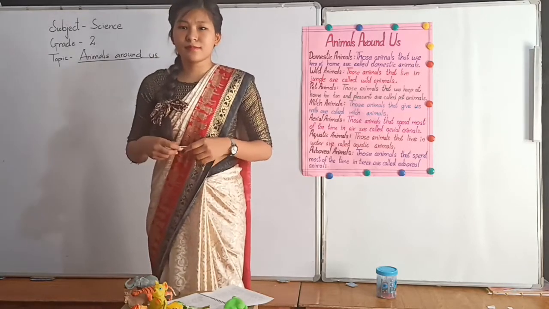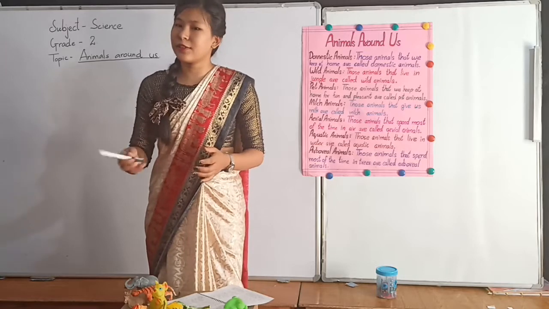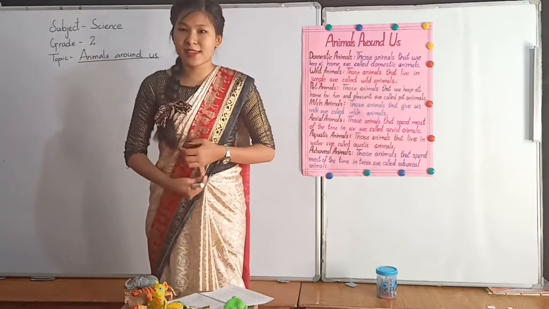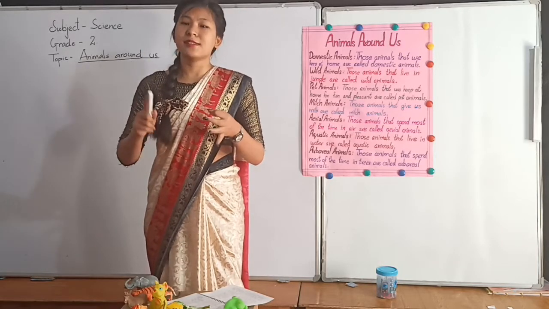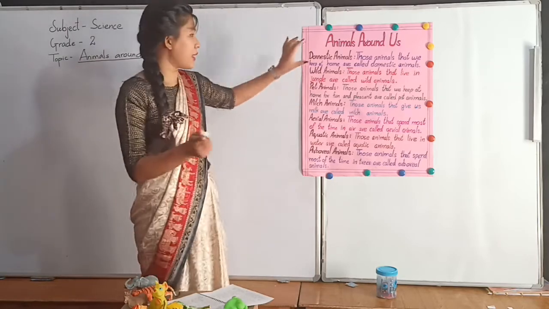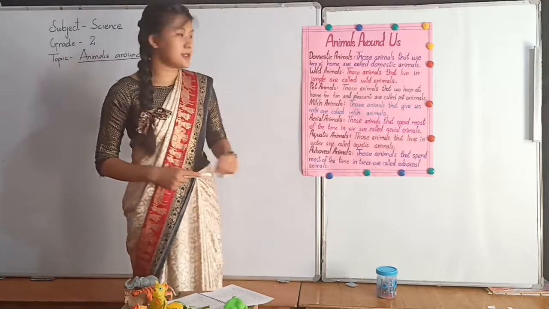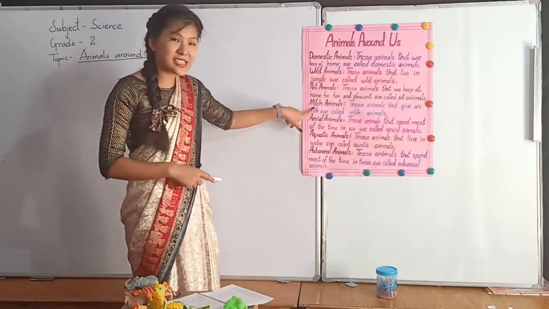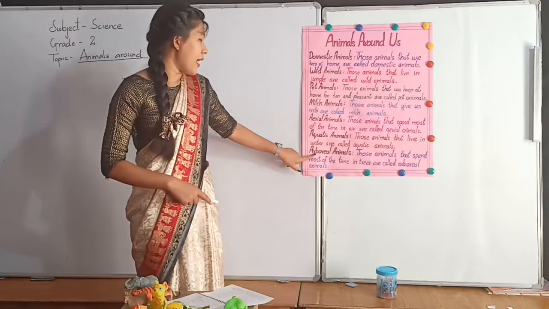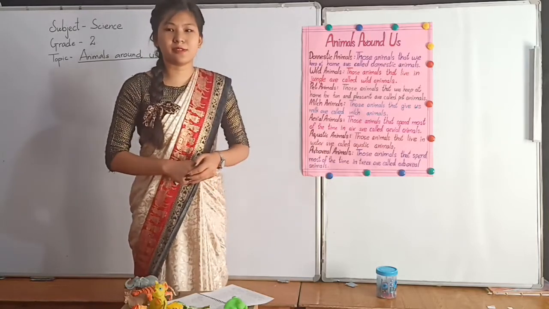So today we are going to read about different kinds of animals around us, and some are domestic animals, some are wild animals, some are milch animals. So here I have made a chart. Today we are going to read about these types of animals: domestic animals, wild animals, pet animals, milch animals, aerial animals, aquatic animals, and arboreal animals.